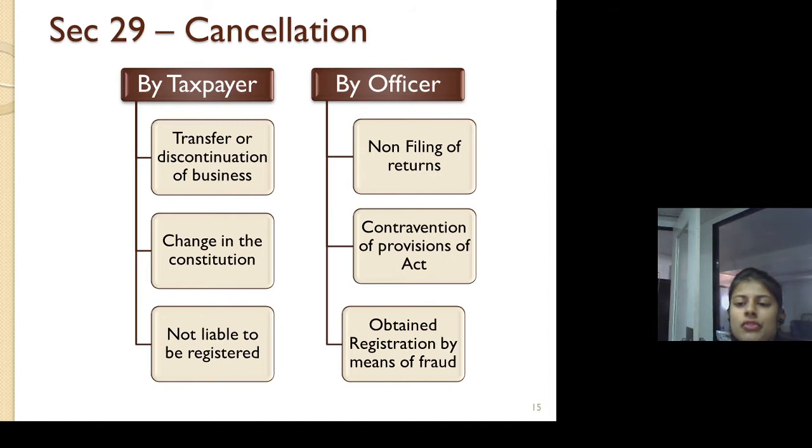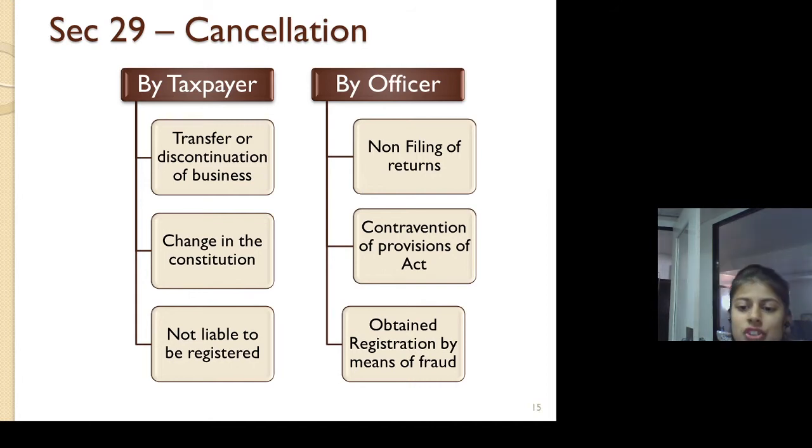First will be non-filing of returns. By non-filing of returns is if you do not file your returns for 6 consecutive months, and for composition taxpayers for 3 consecutive quarters, your registration can be cancelled by the officer by serving a notice on you.